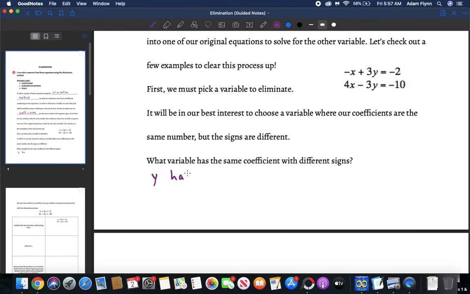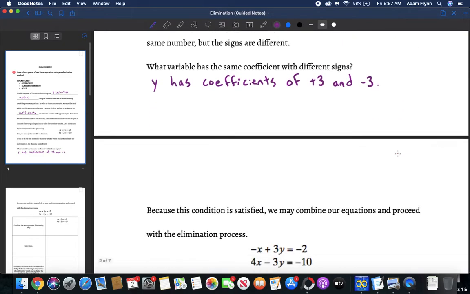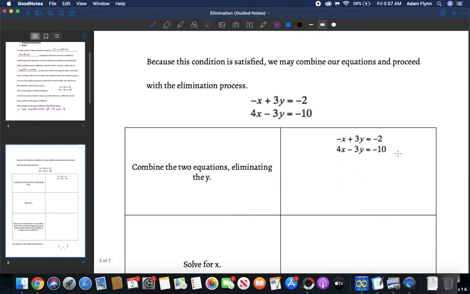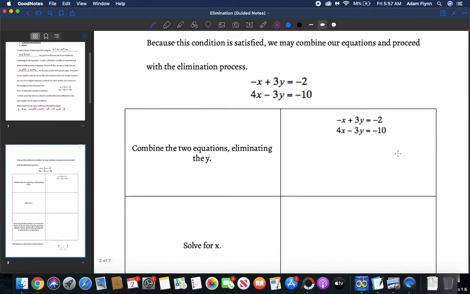So what variable has the same coefficient with different signs? Y has coefficients of positive 3 and negative 3. Because this condition is satisfied, we may combine our equations and proceed with the elimination process.